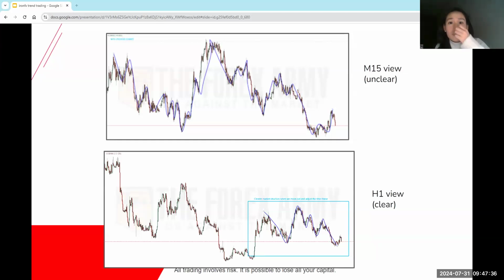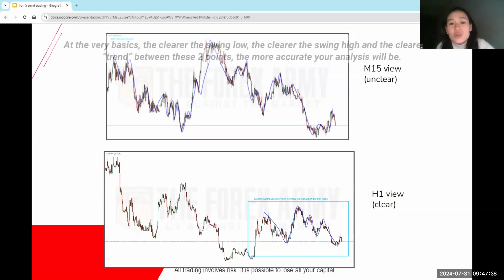When choosing between time frames, there are two criteria that you should look out for. Firstly, a clear swing low or swing high. Secondly, a clear trend between the starting and the ending point. That way, your analysis will be more accurate.